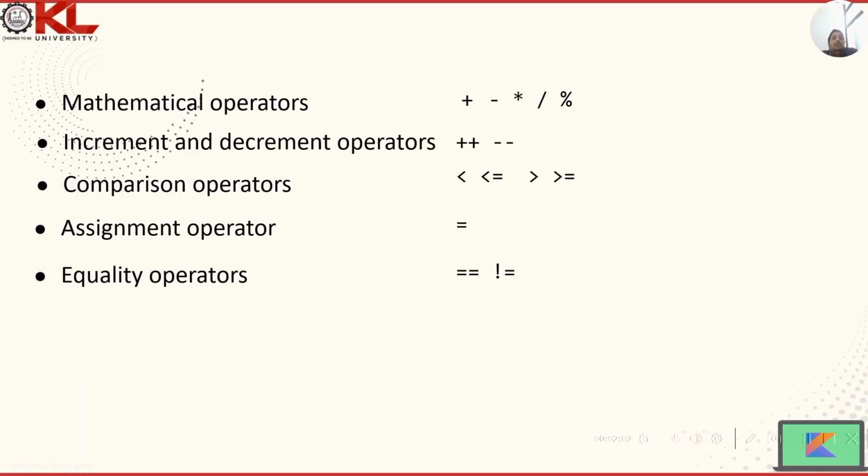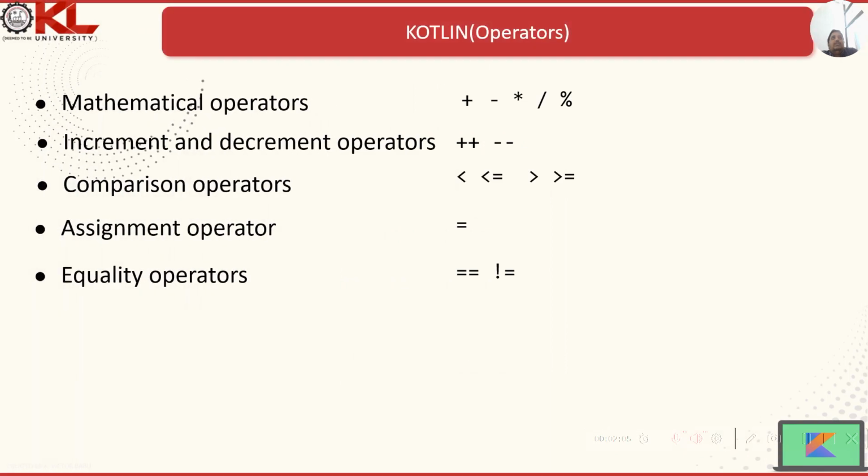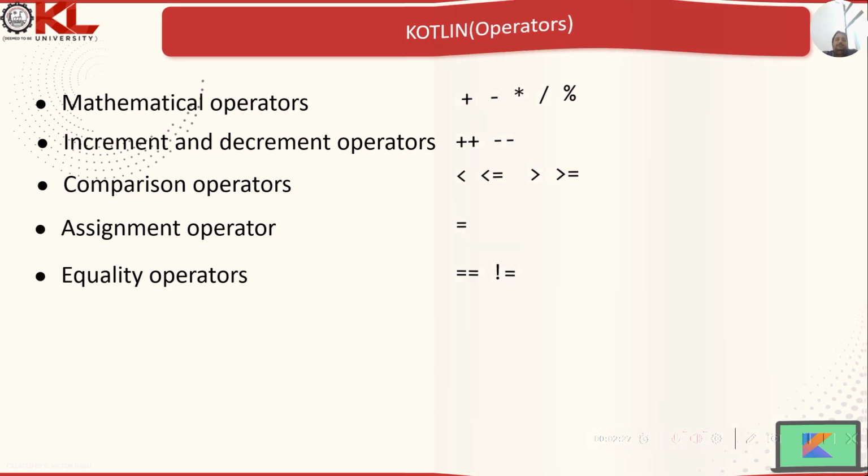Basically, we have discussed the different kinds of data types and variables and how to declare the variables. Here we are starting with the operators. There is no big difference in operators between Java programming and Kotlin. There are not many differences. Similar kinds of operators we can use here.